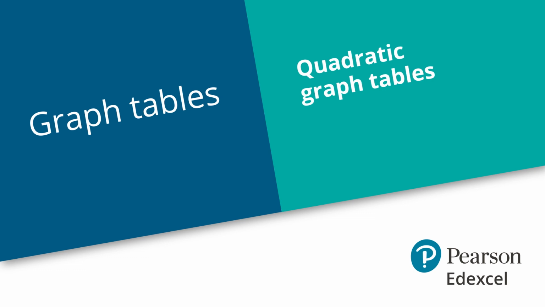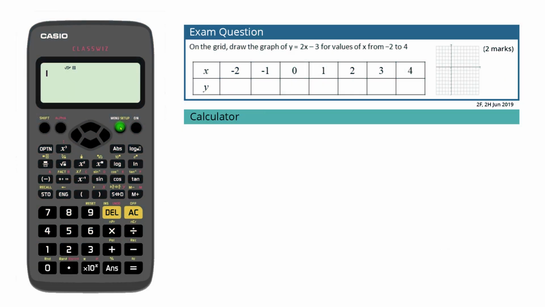This section is looking at quadratic graph tables. For this question, we are asked, draw a graph of y equals 2x take away 3 for the x values from -2 to 4. When plotting a graph, it is a good idea to work out the table of values, so that's what we'll do first. Write out a table from x equals -2 to x equals 4 in steps of 1.